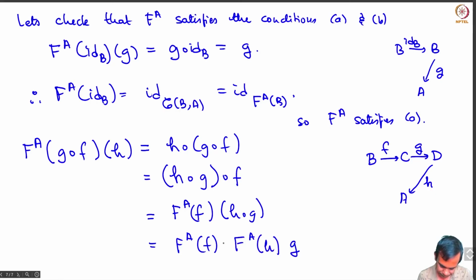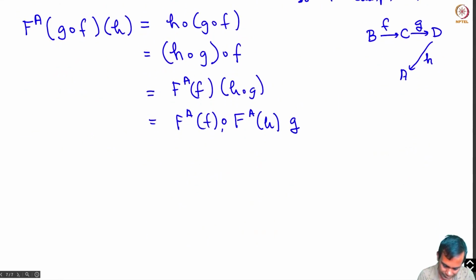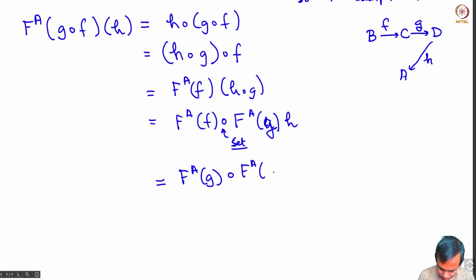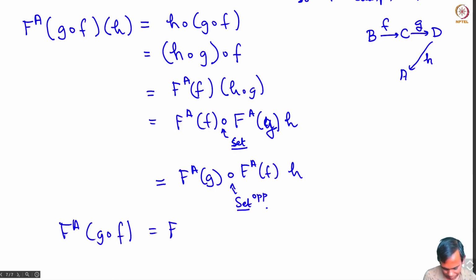H applied to G. But this is composition in sets, in the category Set. And so in the category Set op, this is the composition of functions. So in the category Set op, this is G applied to H. And this is composition in the category Set op. And so what we have is F^A of G circle F is F^A of G circle F^A of F. So F superscript A is indeed a functor. I'll leave it as an exercise, and I would highly recommend that you sit down and write down a careful proof that F lower A is also a functor.